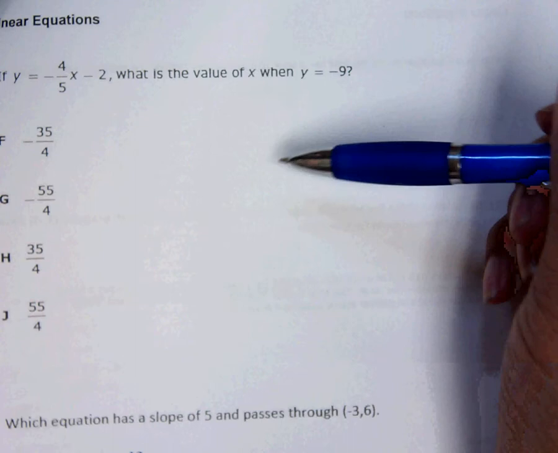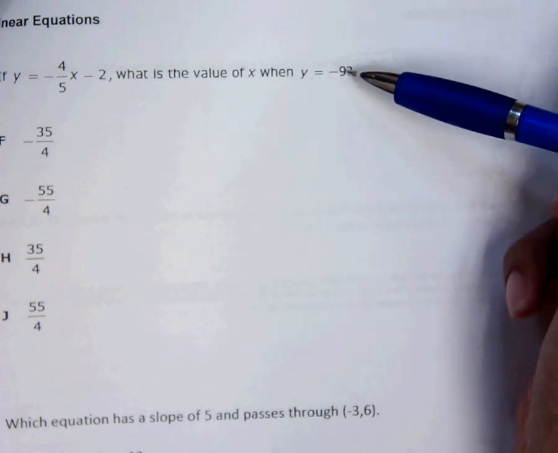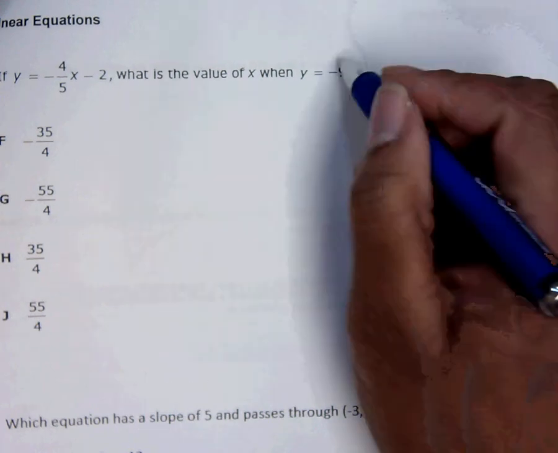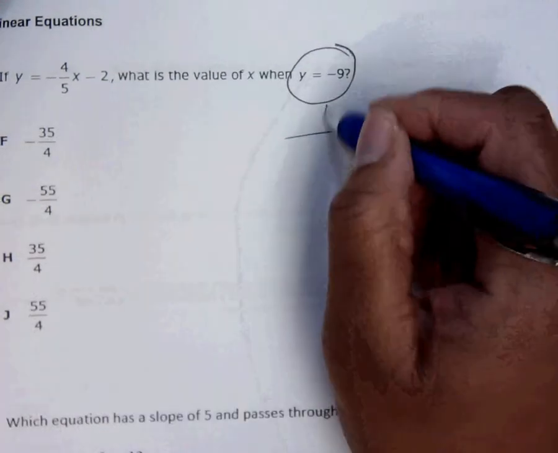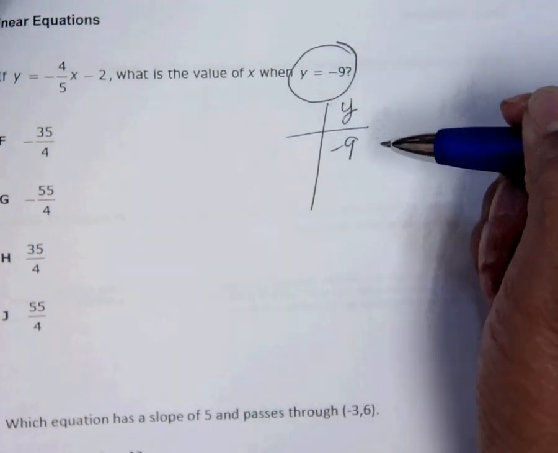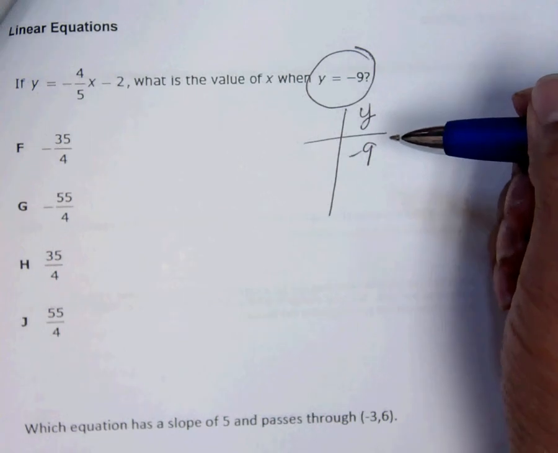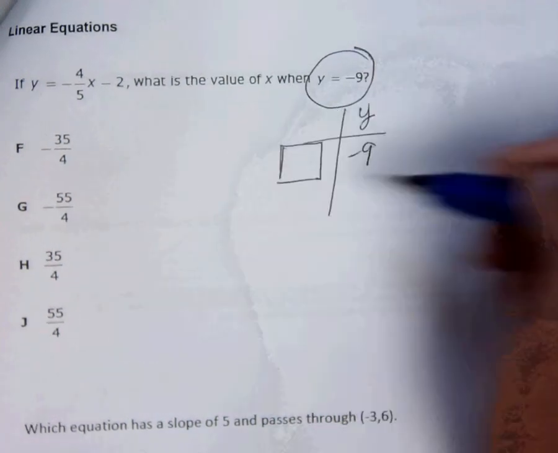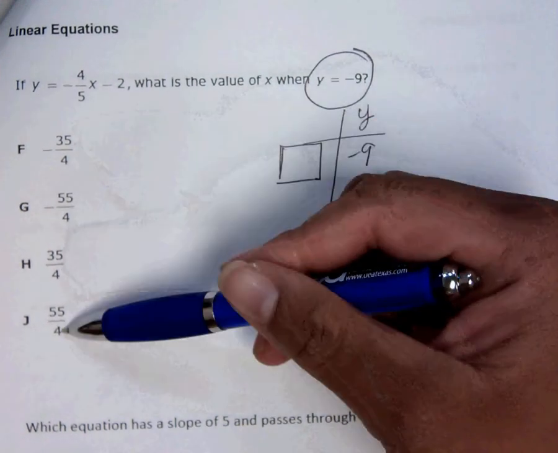Okay, you do the same thing on this problem. It says, what is the value of x when y equals -9? So we are going to take -9 and put it in the y spot. So you can look on the table for when y is -9. Here's the catch. When we do this, the calculator will not give you an x value because it's a decimal, a fraction.